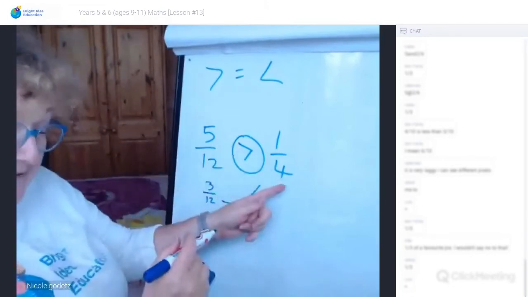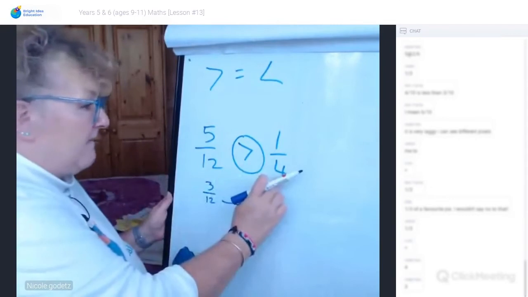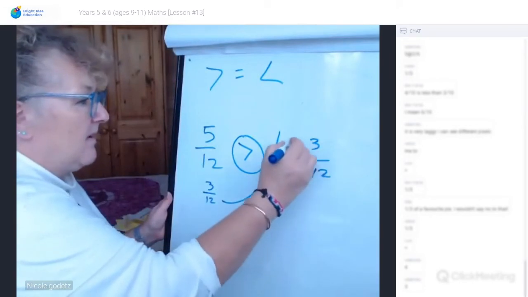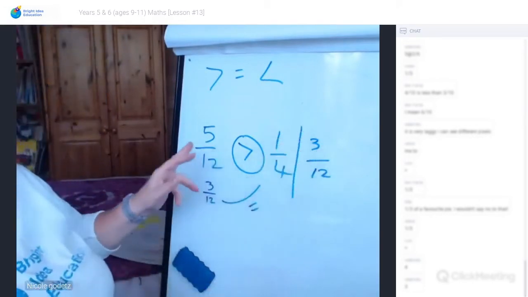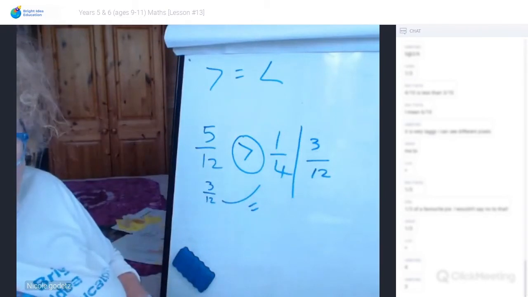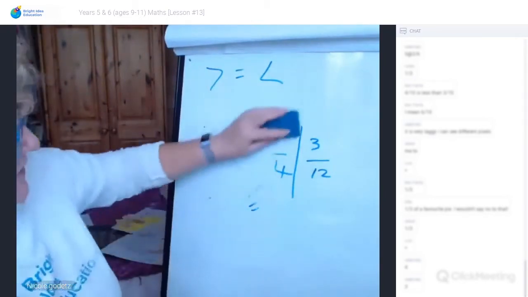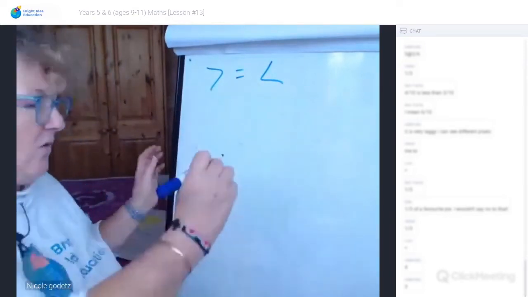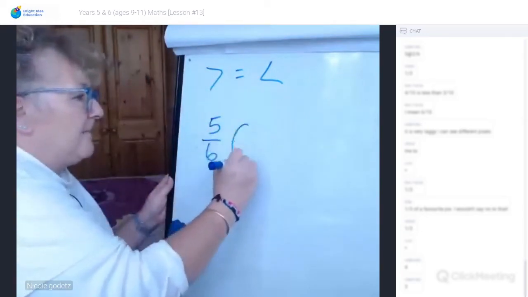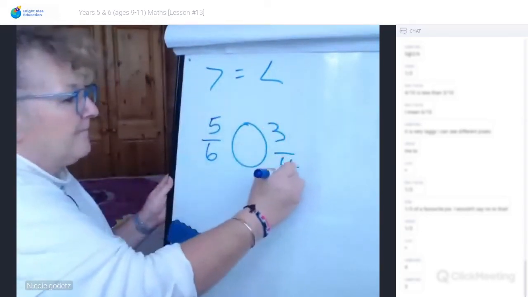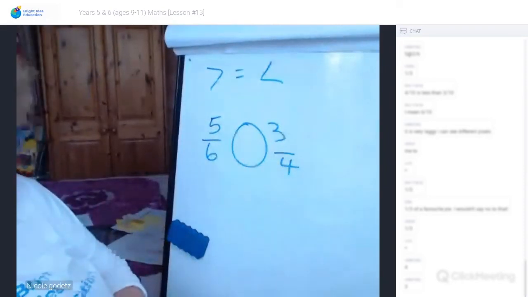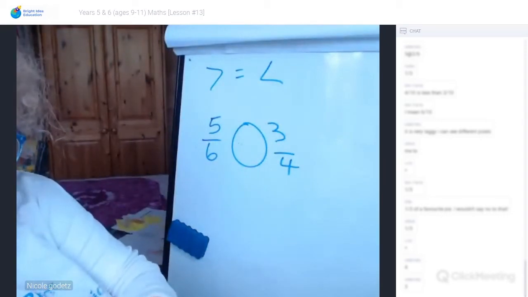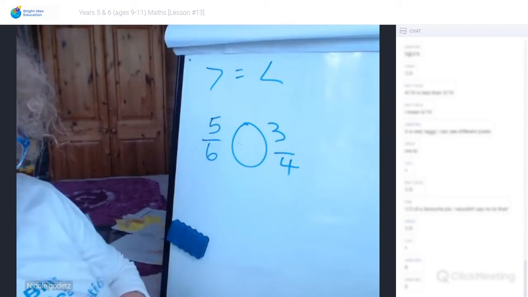Or I could say, let's make this 12s. To make 4/12, I have to multiply by 3. So I have to do the same to the top. 1/4 is 3/12. 5/12 is bigger. So let's have a look at another one. Think about the easiest way, using the maths you know already. Last one of comparing. Which is bigger, 5/6 or 3/4?